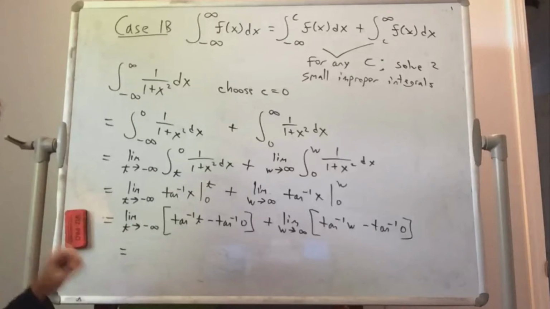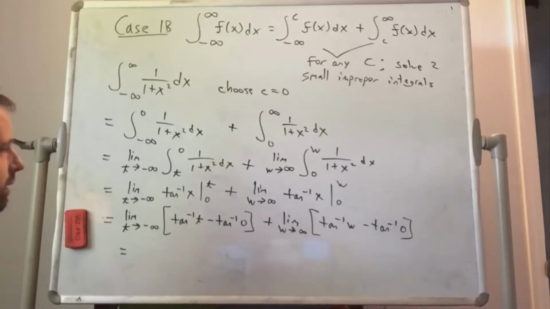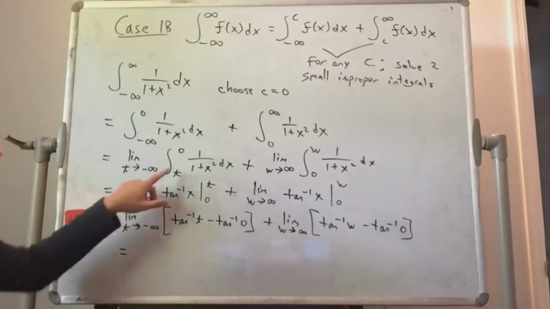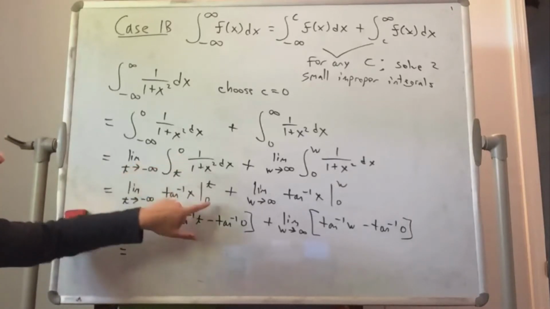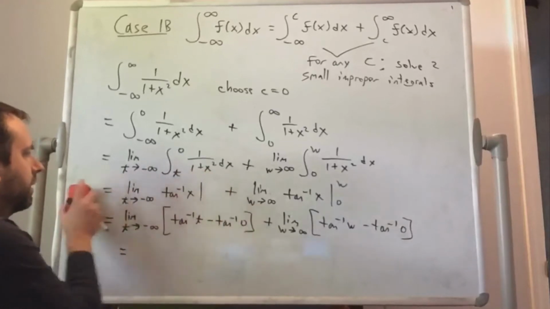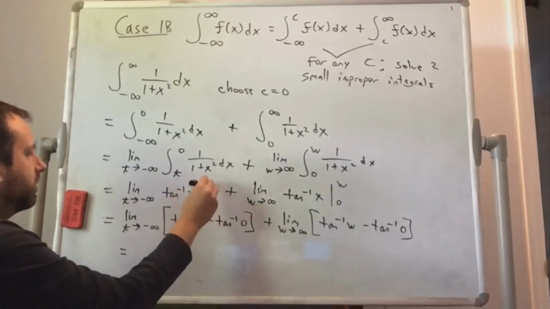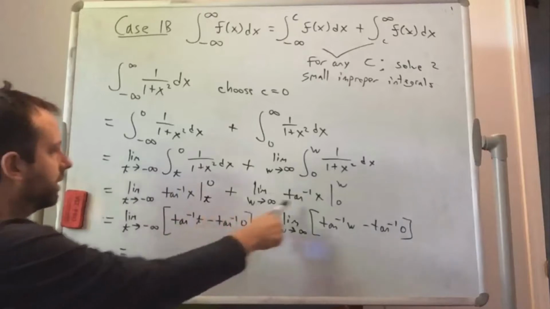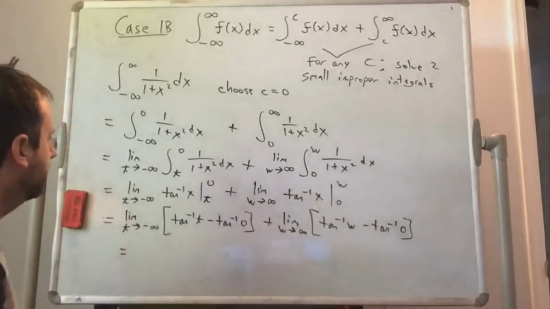Professor. Yeah? Quick question. The limits, are they both going to go from 0 to c? Like for the first one, you have tan inverse x from 0 to t, and then the other one is also from 0 to w. Oh, good question. So it should be t to 0. I just switched them right here, right? On this one step. This should have been from t to 0, right? From negative infinity to 0, and from 0 to infinity.